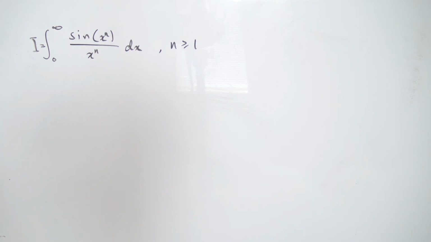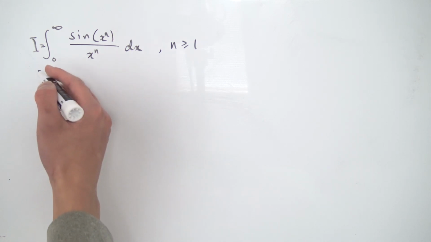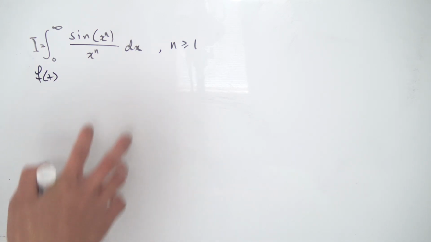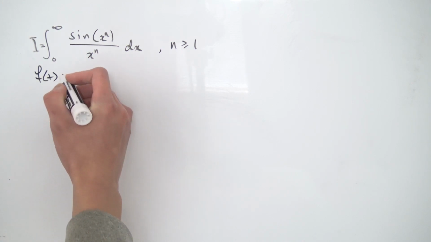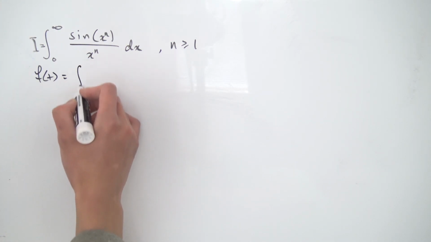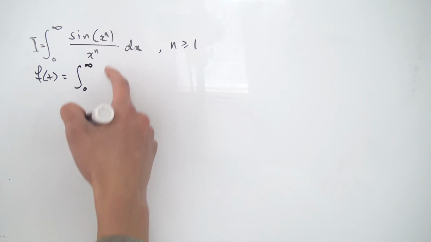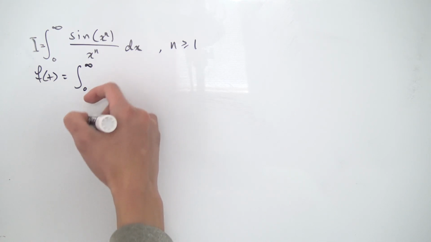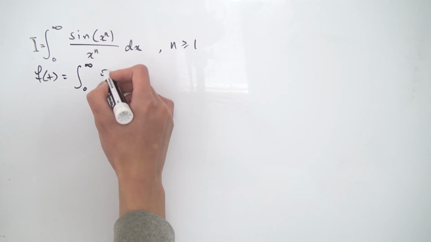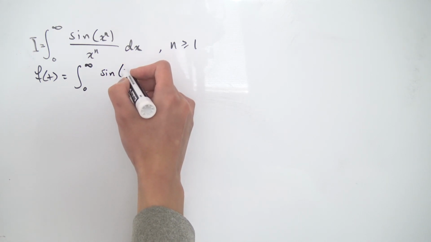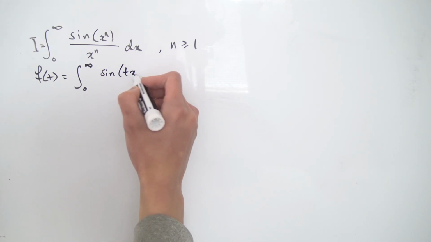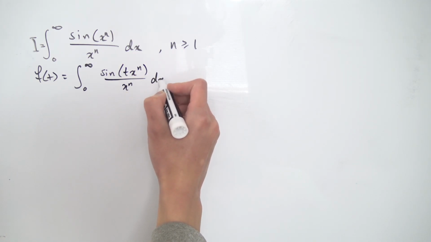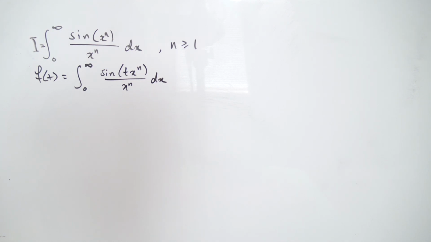So in order to get started, we're first of all defining a new function f(t), which is basically just a parametrized version of this integral, and we're going to use Leibniz rule for differentiation under the integral sign to simplify this integrand a little bit. This f(t) is almost the same thing. It's the integral from 0 to infinity of sin(t x^n) over x^n dx.